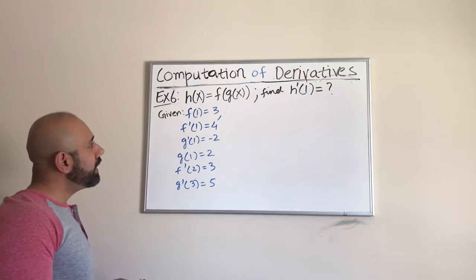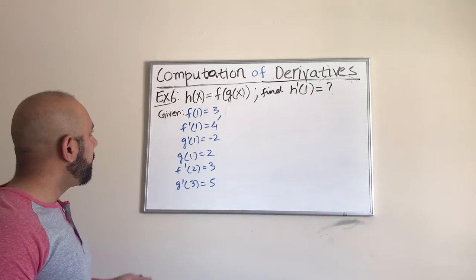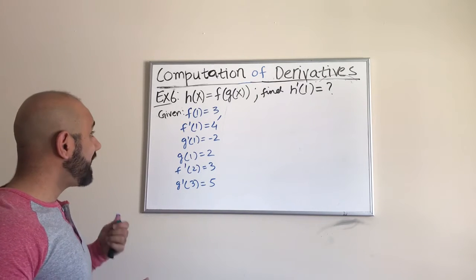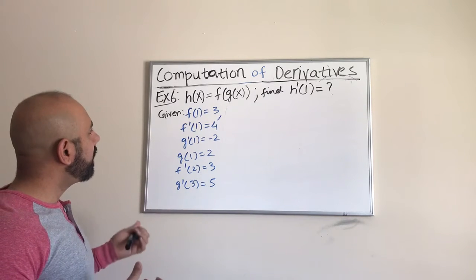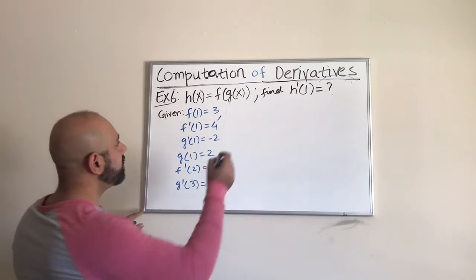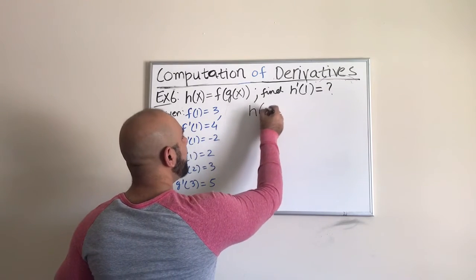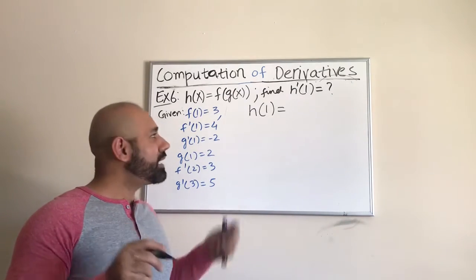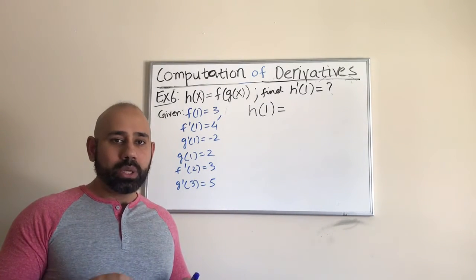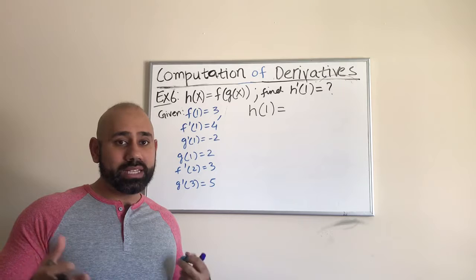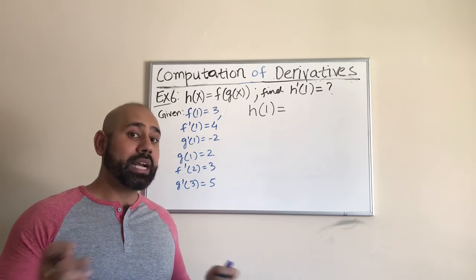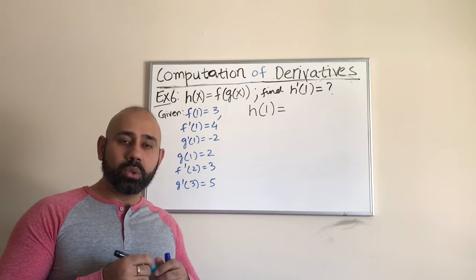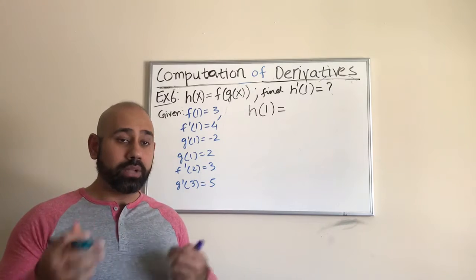So in order to find h prime of 1, one of the things that I started with, when I tried to do it, was to see if I can figure out h of 1. Although later I realized that it's not asking me to find h of 1. So that was just extra work that I did for no use. But guys, I want to still share with you, in case one is not sure.